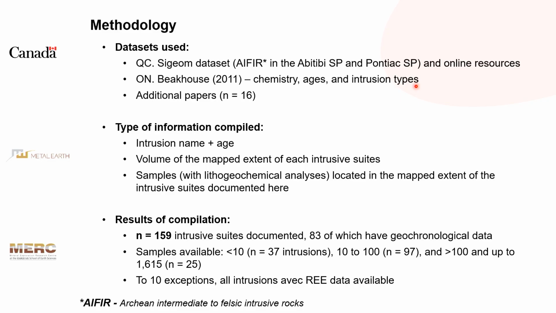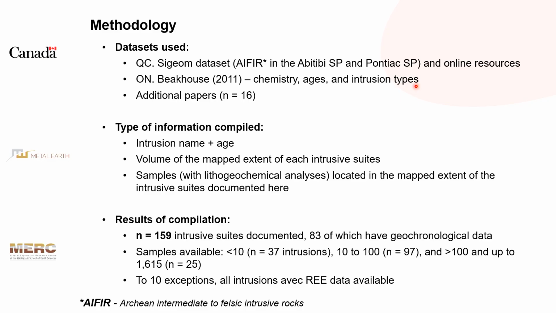What I've been compiling for this work are the name of the intrusion, so I could compile their extent on the map. The surface area of this intrusion is something I've used to draw my conclusion. I've also been compiling the geochronological data, so we could see the evolution of the type of magma being produced over time. And I've collected every geochemical sample that I could find within the mapped extent of all of this intrusion.